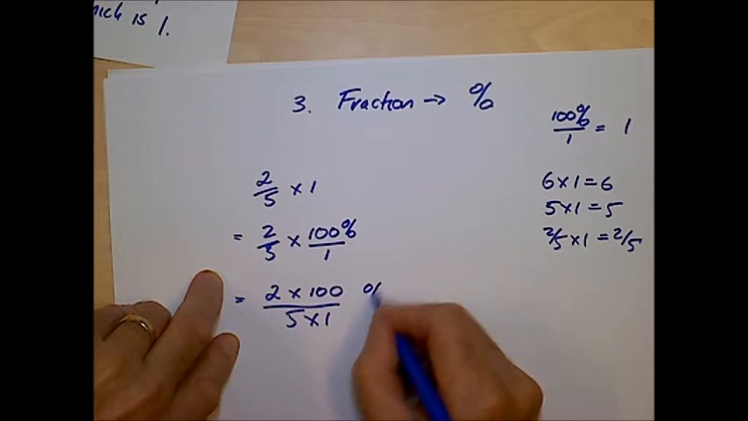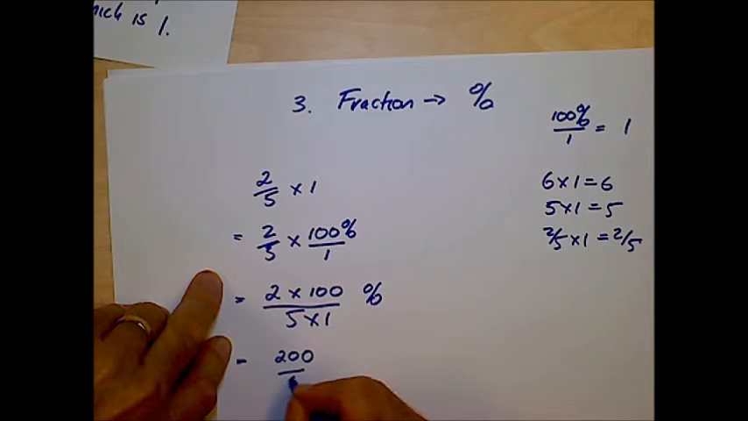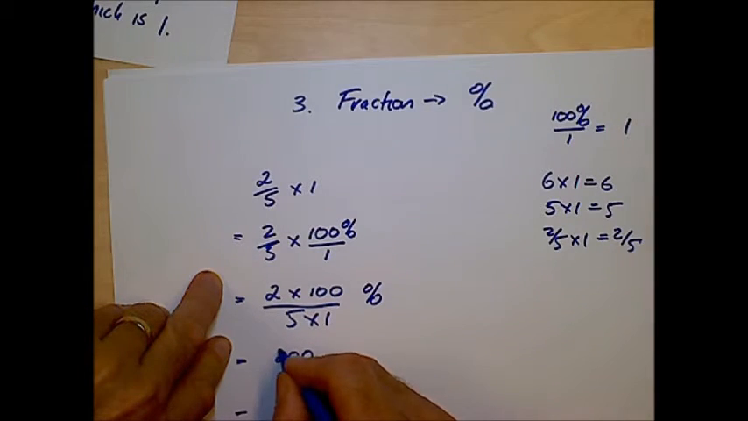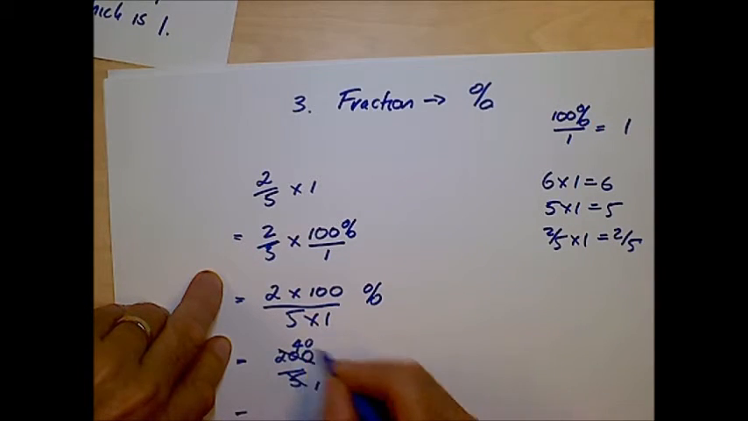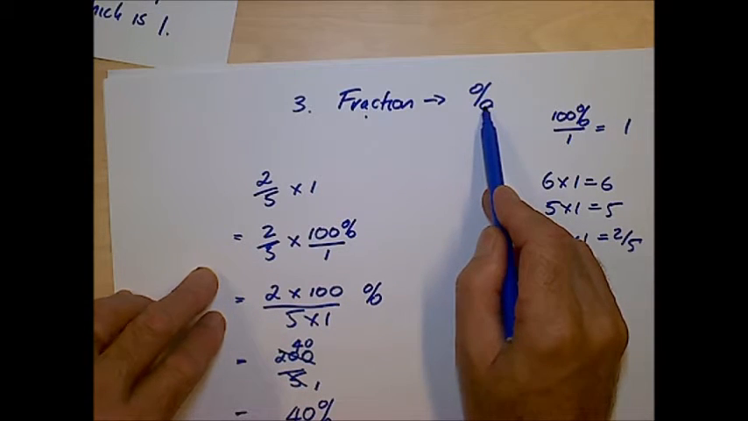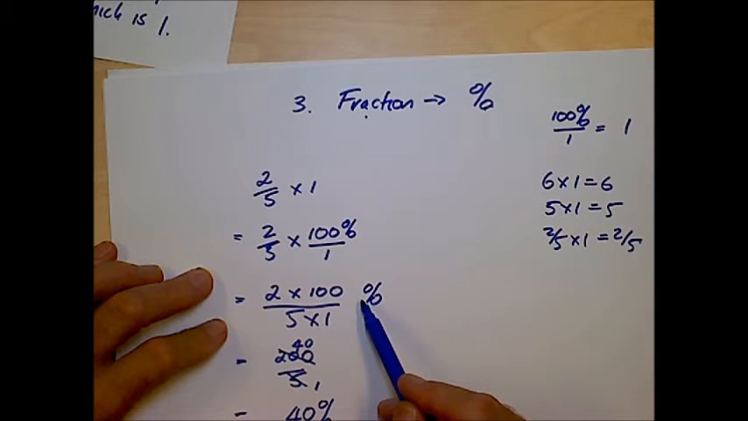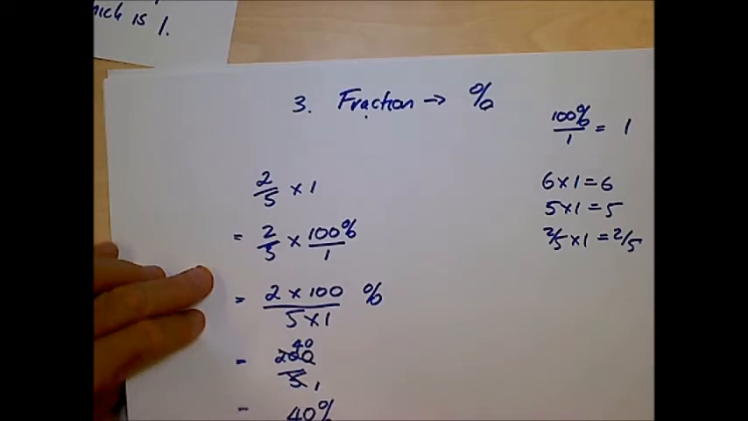And so now it's a simple fraction multiplication, so it'll be 2 times 100 over 5 times 1. Don't forget the percentage sign, and that becomes 200 over 5, and so that's going to be equal to 40%, because 5 into 5 goes once, 5 into 200 goes 4. You can do that with your calculator if you like. So that would be equal to 40%. So to convert a fraction to a percentage, we simply remember that 100% means 1, so we can introduce the percentage sign simply by multiplying by 100%.